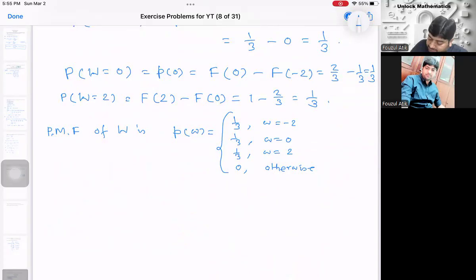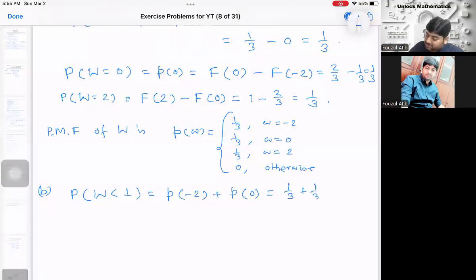So part B is P of W less than 1. That means what? Up to 1, not exactly the point 1, what are the points you have? You have only -2, 0 and 2, right? So up to 1, very close to 1 but not exactly the point 1, it is the value small p of -2 plus small p of 0. Both the values it can take. Correct? So it is 1 by 3 plus 1 by 3. It is 2 by 3.